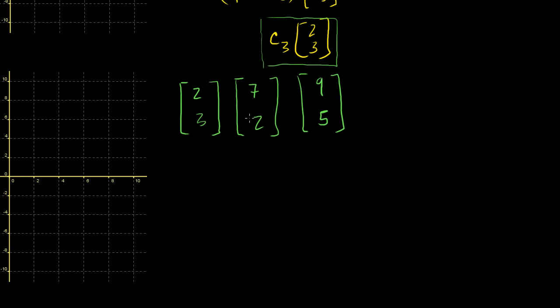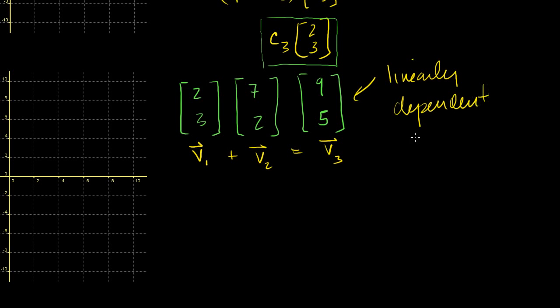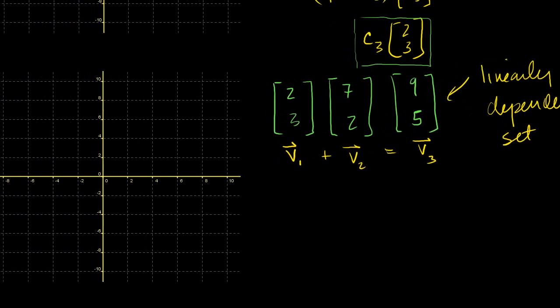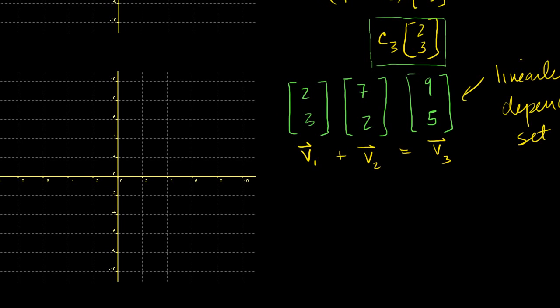Maybe they're linearly independent. But then if you inspect them, you see that if we call this v1, vector 1, plus vector 2, if we call this vector 2, is equal to vector 3. So vector 3 is a linear combination of these other 2 vectors. So this is a linearly dependent set.